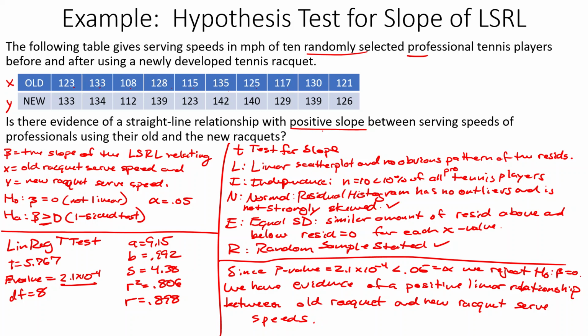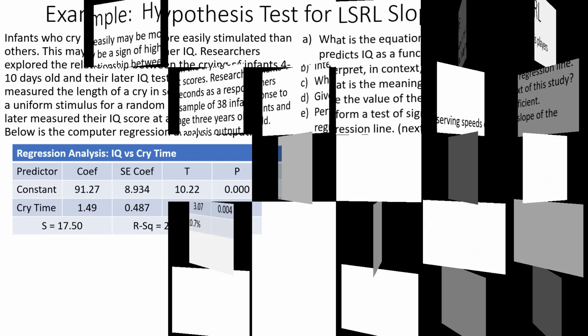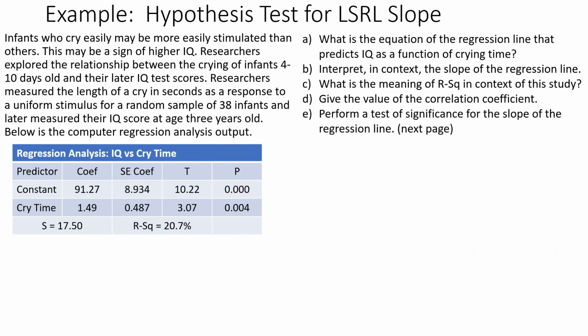I know, it's a lot of writing. I understand. It's actually easier when they give us the computer printout, which is the next example here. And last example, I think, for the class this year in the notes. Infants who cry easily may be more easily stimulated than others. This may be a sign of higher IQ. Researchers explored the relationship between the crying of infants 4 to 10 days old and their later IQ scores. Researchers measured the length of a cry in seconds as a response to a uniform stimulus for a random sample of 38 infants. They later measured their IQ scores at the age of 3 years old, because you can't really test an infant's IQ score. Below is the computer regression analysis output.